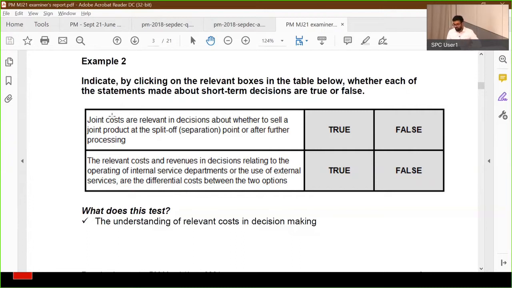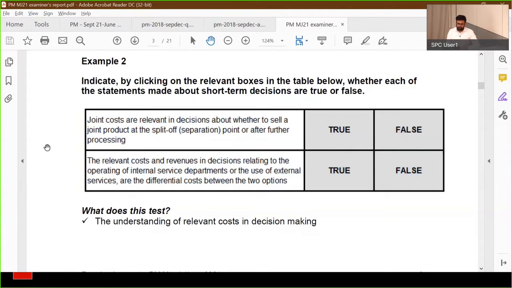So if you can recall that one of the characteristics of a relevant cost is that it must be a future cost, it cannot be a past cost, then easily you will say that this joint cost is a past cost, hence it's a sunk cost, and sunk cost cannot be relevant. So the right answer for this one should be false.